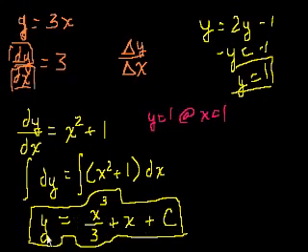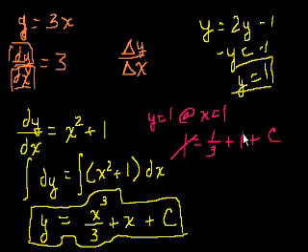How do you do that? Well, it says y is equal to 1. So 1 is equal to, when x is equal to 1, 1/3, right? 1 to the third power over 3, plus 1 plus c. And let's see what I can do. Subtract 1 from both sides. This becomes 0. Subtract 1/3 from both sides, and you get c is equal to minus 1/3.